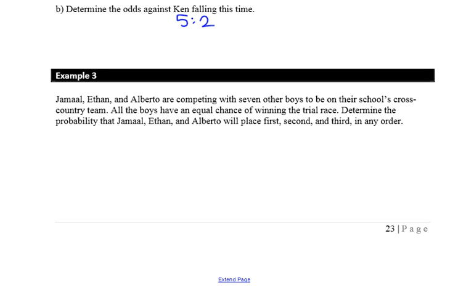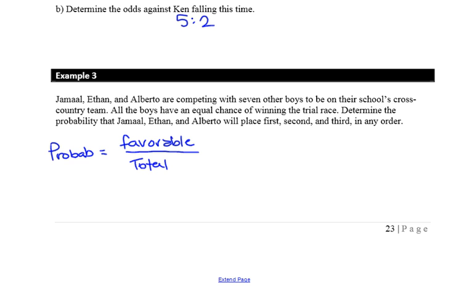Jamal, Ethan, and Alberto are competing with 7 other boys to be on their school's cross-country team. All the boys have equal chance of winning the trial race. Determine the probability that Jamal, Ethan, and Alberto will place first, second, and third in any order. Whenever we deal with probability, the formula is favorable over the total number of ways we can arrange.